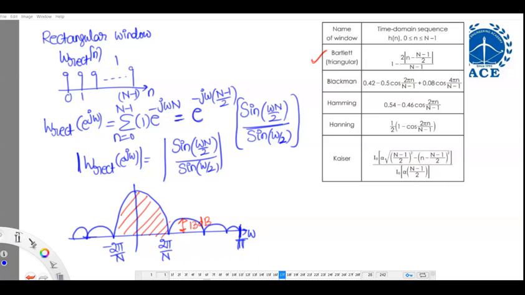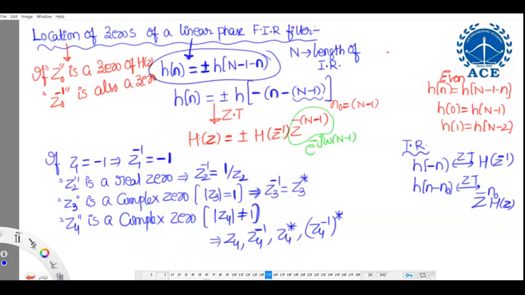The second part is the location of zeros you told. Z0 is a zero, then Z0 inverse. How, sir? That we proved: on the left side H of Z is there, on the right side H of Z inverse is there. Leaving aside linear phase, H of Z equals H of Z inverse. Without linear phase, if z naught is a root on this side, z naught inverse is also a root. Okay. Thank you, sir.